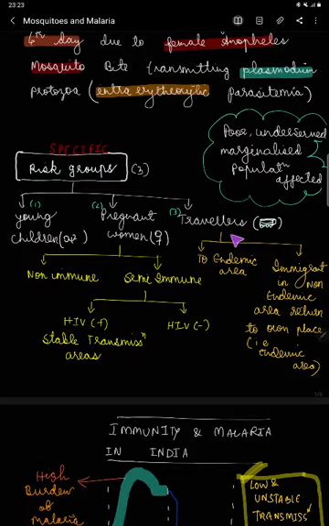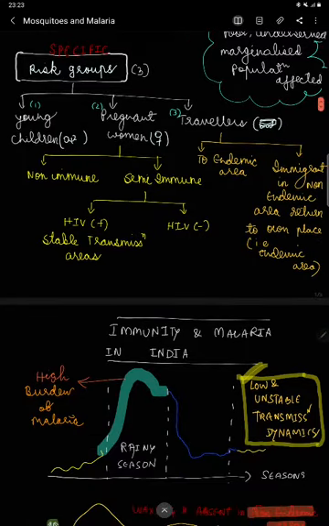Next is travelers to endemic areas, and travelers like an immigrant in a non-endemic area who is returning to their own place, that is the endemic area. So these are all the specific risk populations. To remember more easily: man, women and children. This way, because men travel a lot, we'll think of travelers like that.